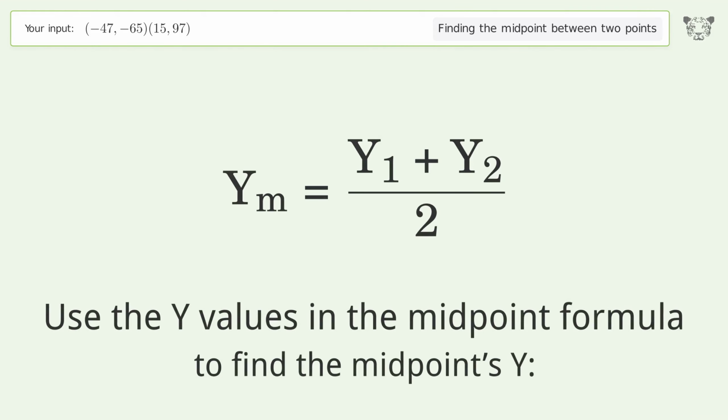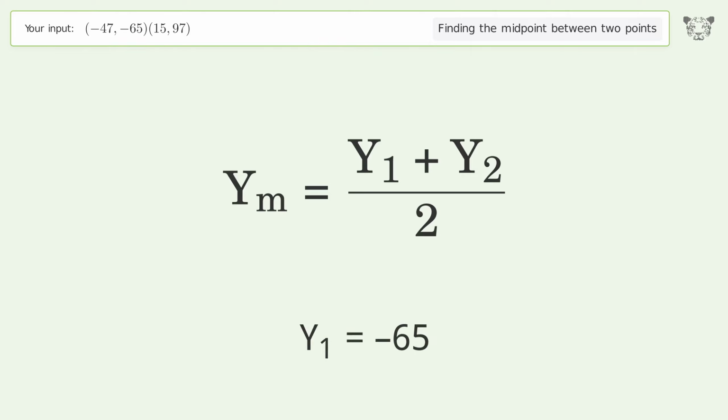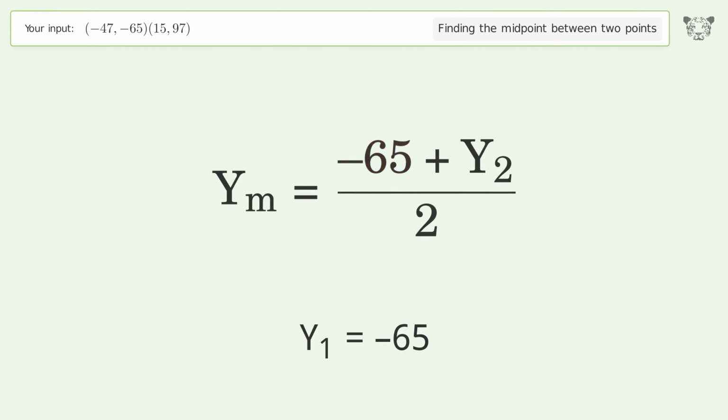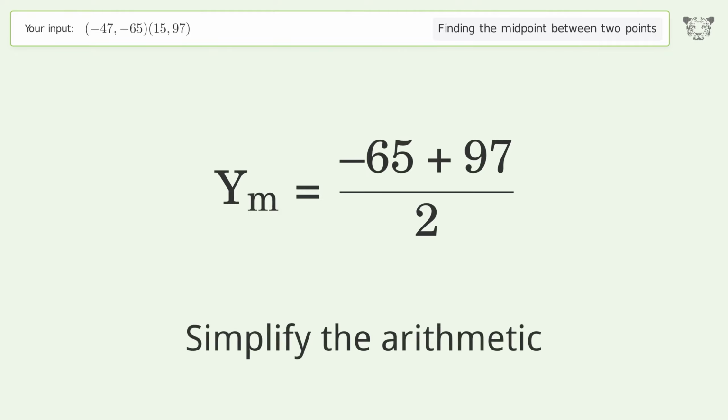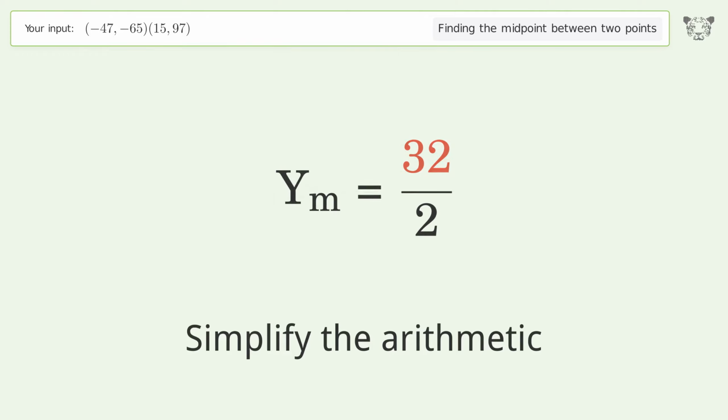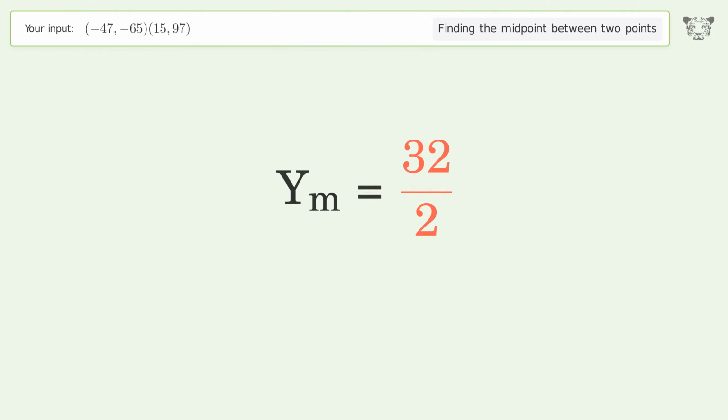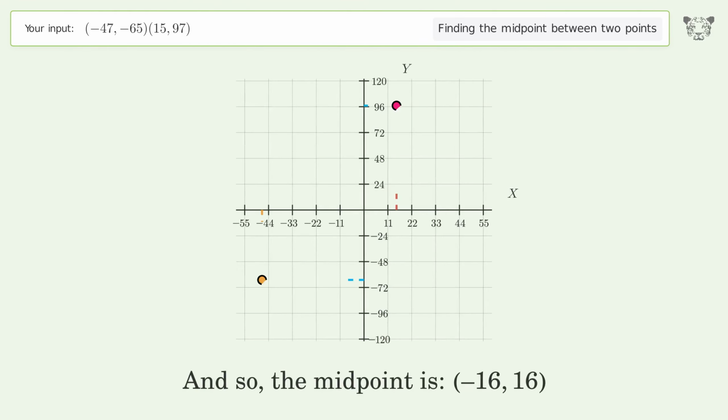Use the y values in the midpoint formula to find the midpoint's y. y1 equals negative 65. y2 equals 97. Simplify the arithmetic. And so, the midpoint is negative 16, 16.